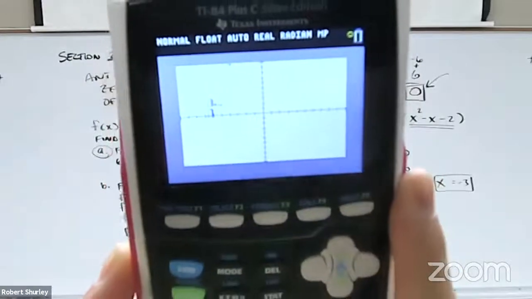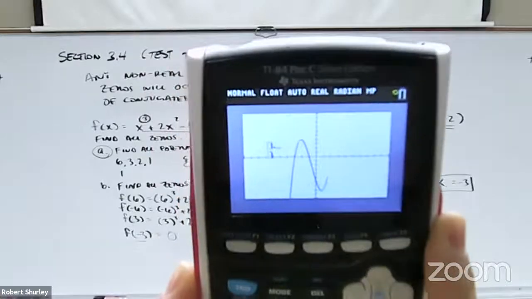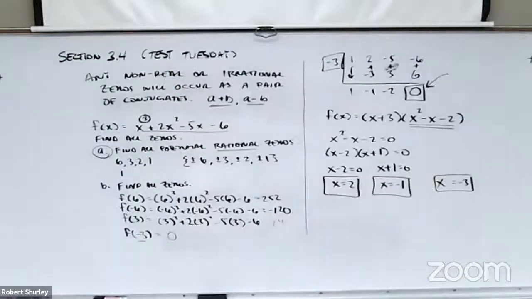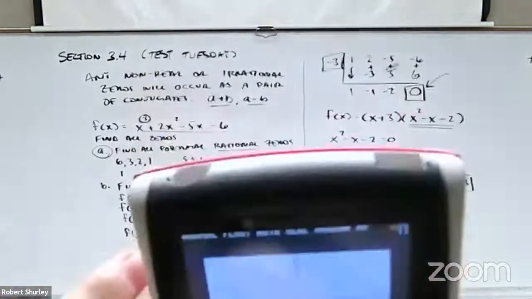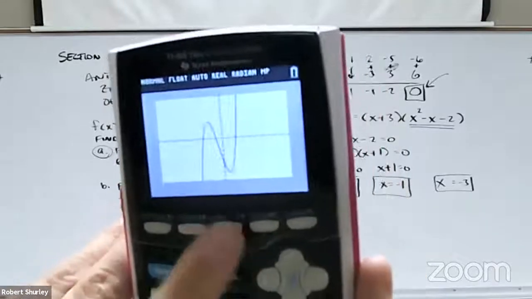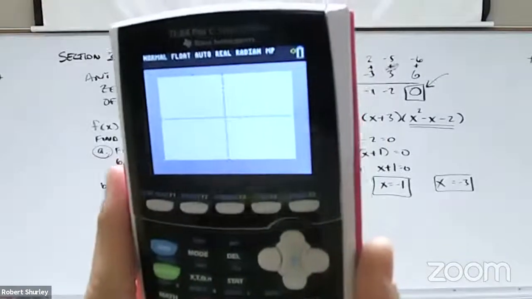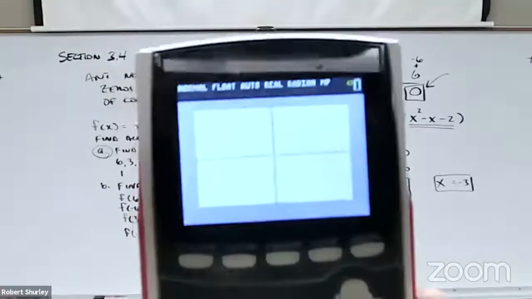When I hit graph, I don't know what's going on here on the left. What in the world? Let's see. I'm going to hit zoom, standard. Yeah, if you've got goofy stuff on your graph like I just did, if you hit the zoom button and then go to standard, it'll get you back into a standard mode. Okay, so boom, there's my graph.